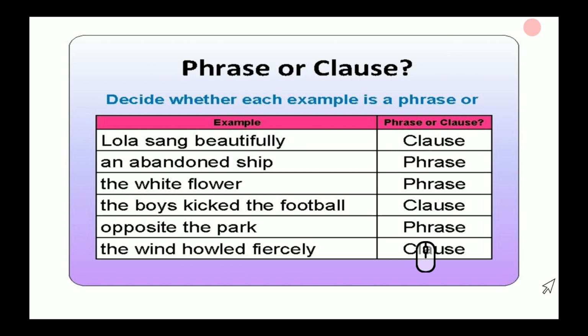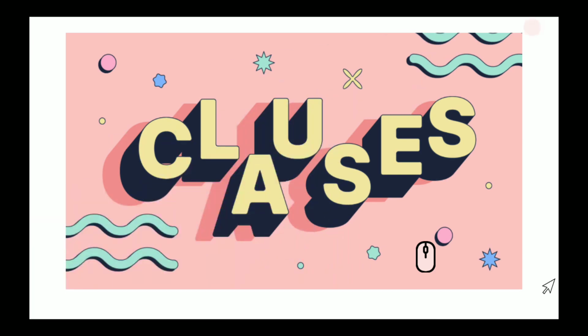"The boys kicked the football" is a clause. "Opposite the park" is a phrase. "The wind howled fiercely" is again a clause. So basically, what is a clause? A clause has to have a subject and a predicate. It can have a main independent part of the sentence, and there could be a subordinate clause also. So very simple to understand. This is all I have for this session.